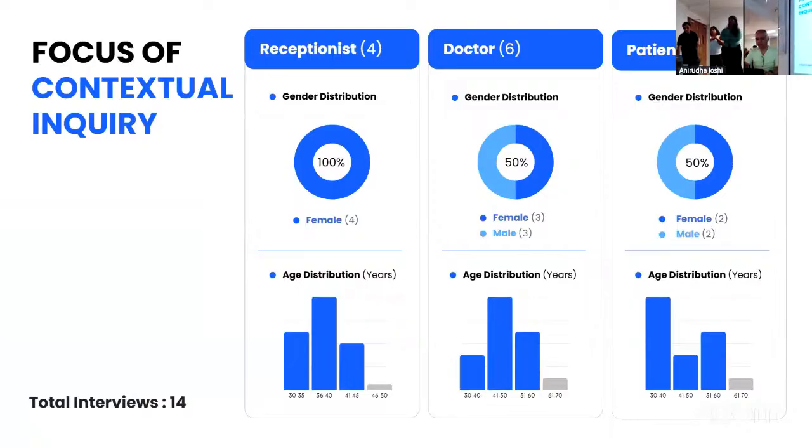The focus of our initial contextual inquiry was all three: receptionists, doctors, and patients. We did a total of 14 interviews here. We had 4 receptionists, 6 doctors, and 4 patients. We did this across both male and female, so we had a good bifurcation on that as well, almost 50-50. And we had a good age distribution all the way from 30 to 45 years old.